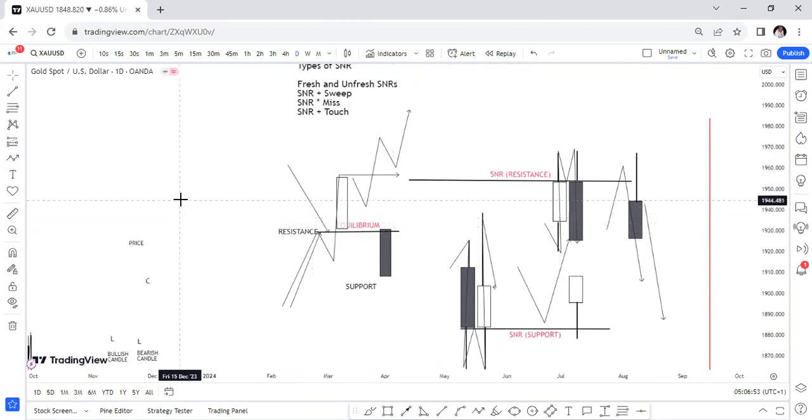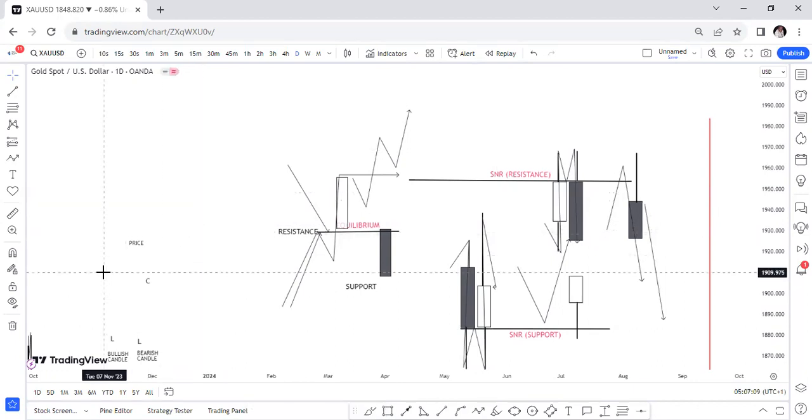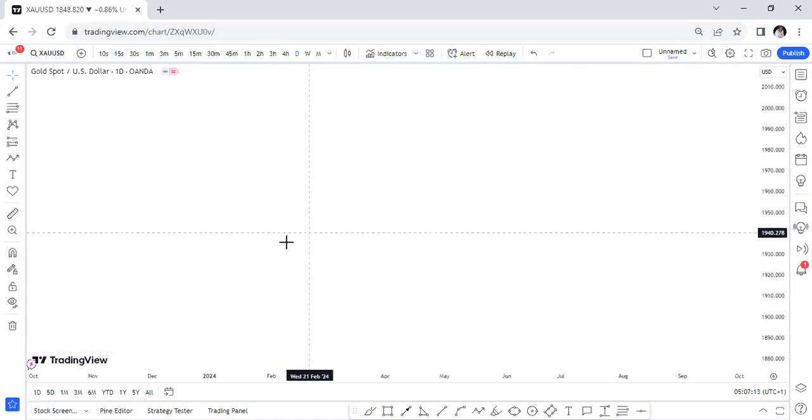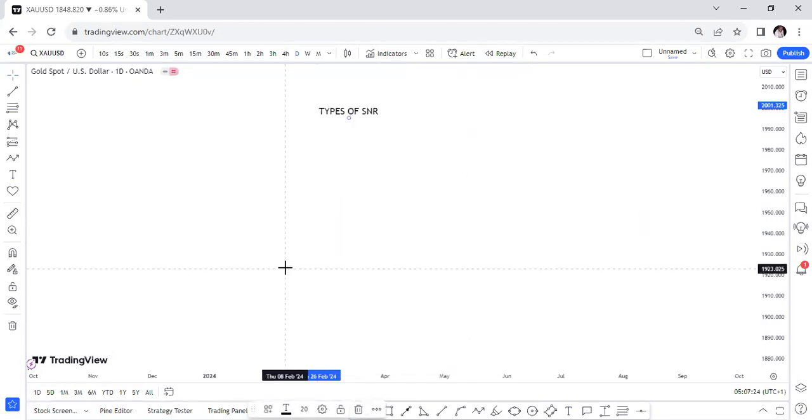The types of SNR. Let me clear this. So we go into types of SNR.